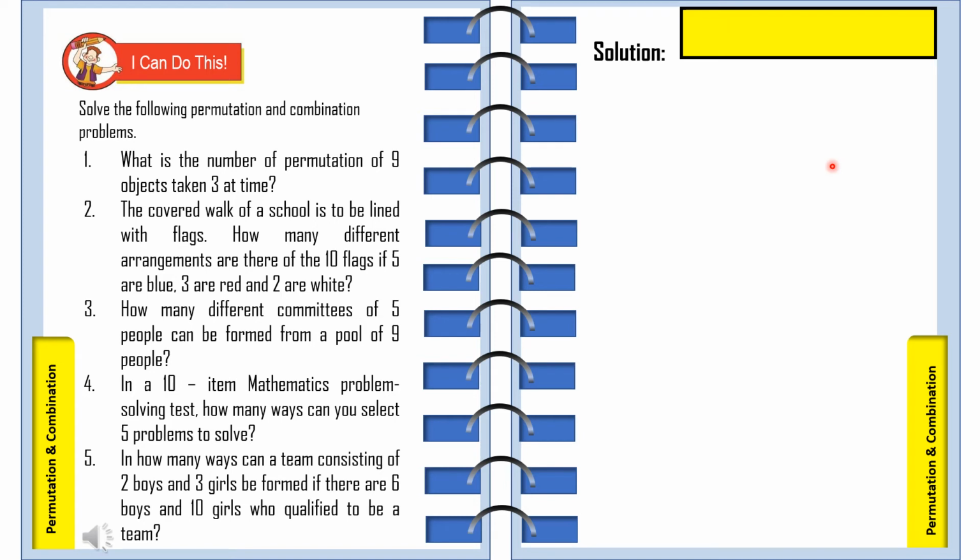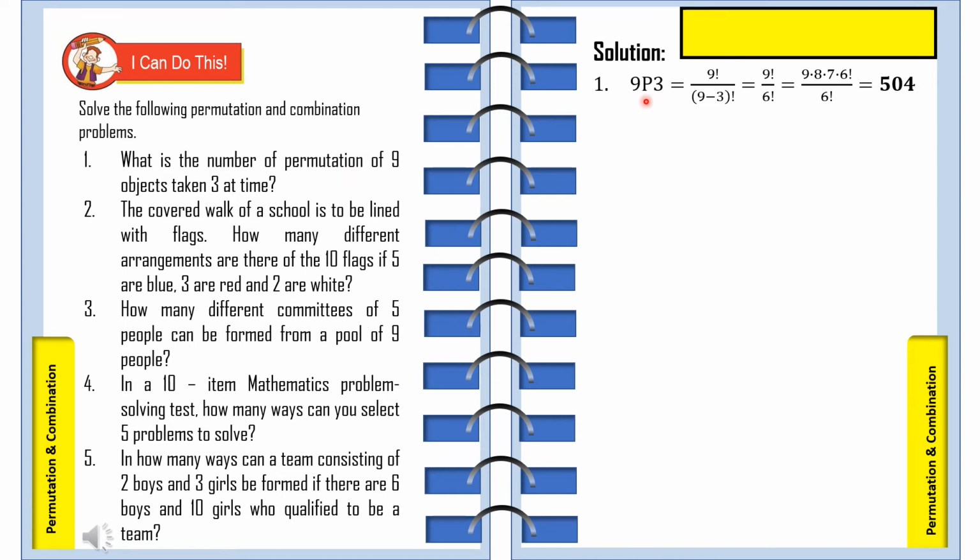Okay, for our first problem, let's go back to it. What is the number of permutation of 9 objects taken 3 at a time? So it's very obvious. You already have the keyword here that this is a problem under permutation. So therefore, our solution would be 9P3.